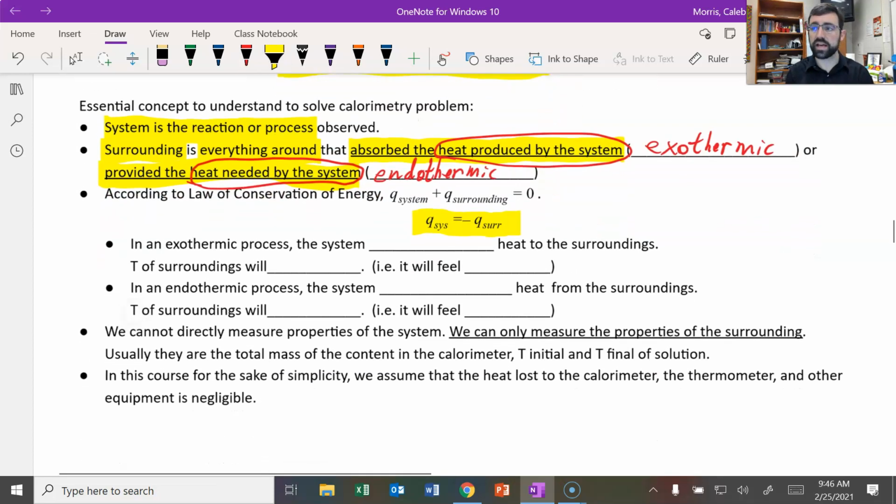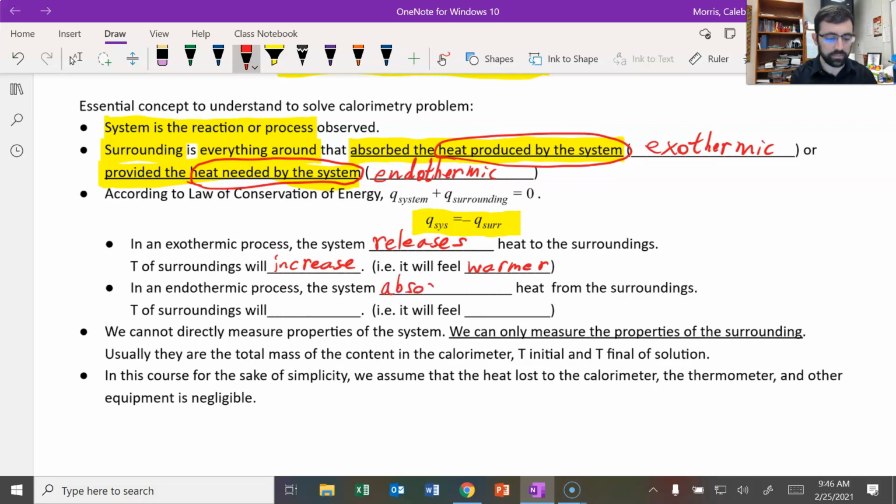In an exothermic process, the system releases heat to the surroundings. And if it releases heat to the surroundings, the temperature of the surroundings will increase. In other words, it'll feel warmer. In an endothermic process, the system absorbs heat from the surroundings. So that means the surroundings have to give away some heat. The temperature of the surroundings will decrease, so it will feel colder.